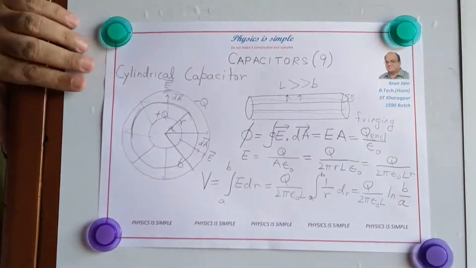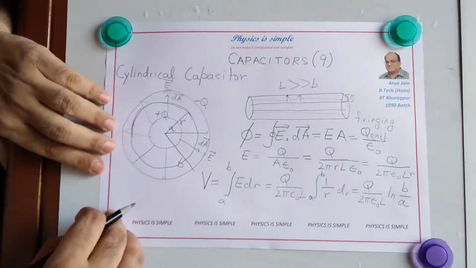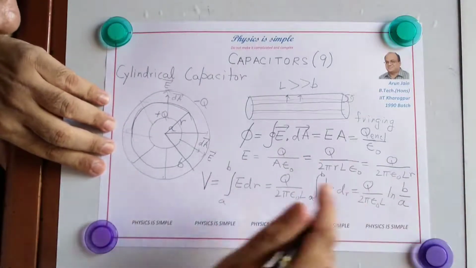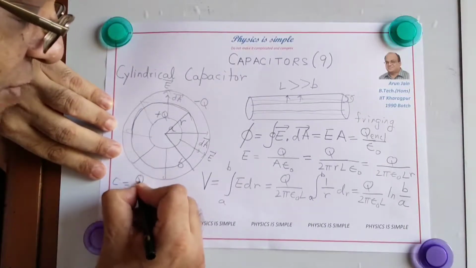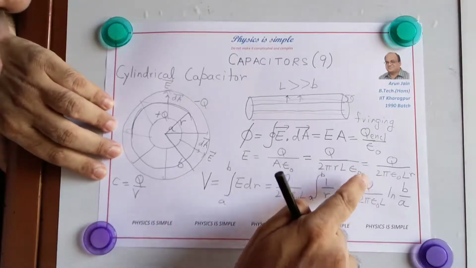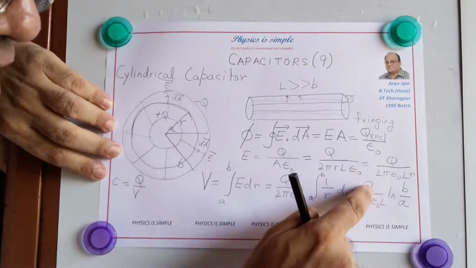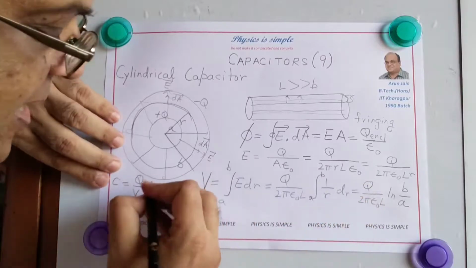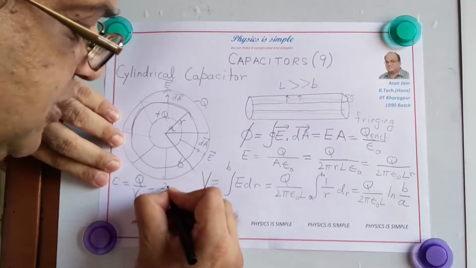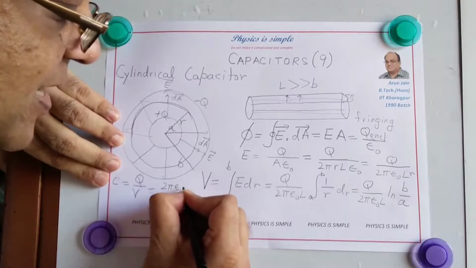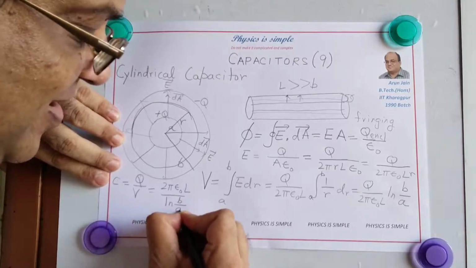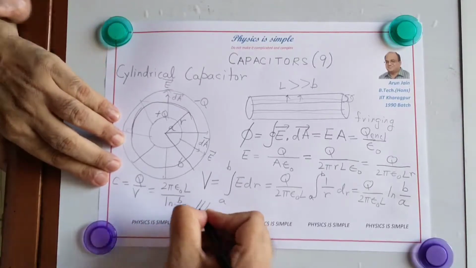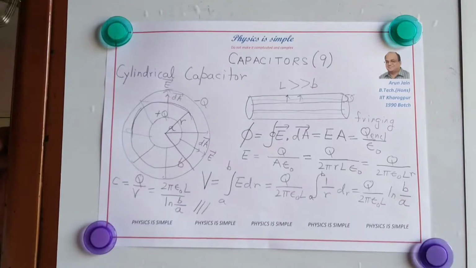So now we have found the potential difference between the two plates. And once we have found V, finding capacitance is very easy. C will become Q by V. So if you divide Q by V, this Q will cancel. This 2 pi epsilon naught L will go upstairs. So we get 2 pi epsilon naught L divided by ln b by a. This is the capacitance of a cylindrical capacitor, 2 pi epsilon naught L divided by ln b by a.